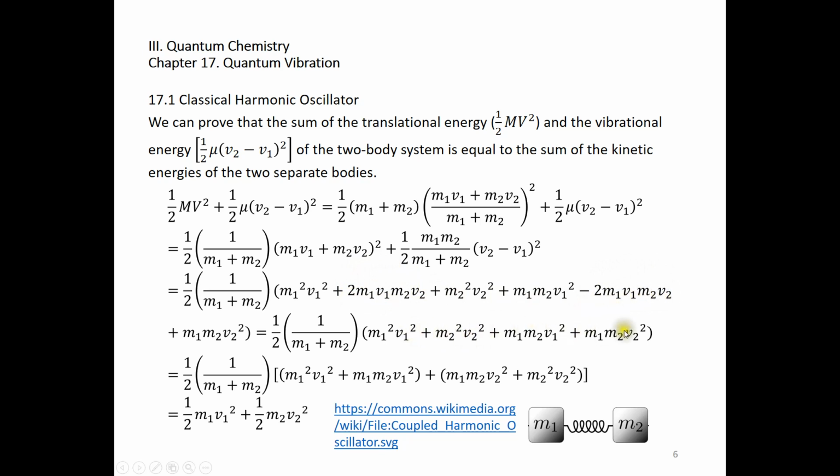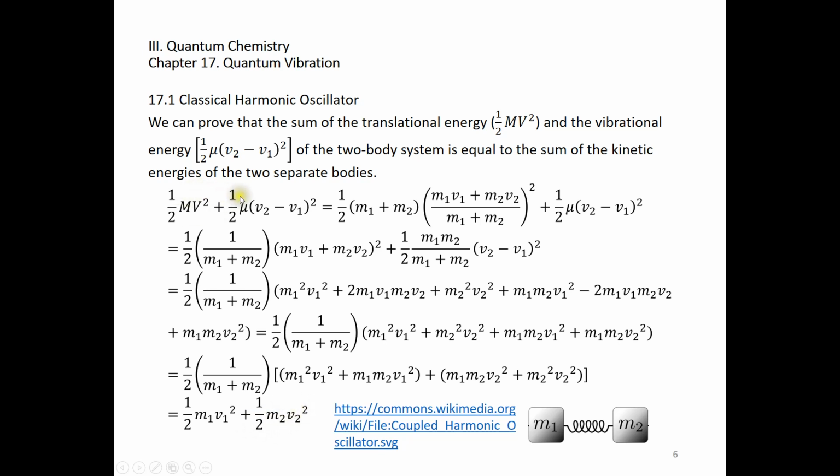So we have only 4 terms left, and we can further separate these 4 terms. We find v1 squared, and we put them here. We find v2 squared, and we put them here. Now this divided by m1 plus m2, we get m1 v1 squared over here. And this divided by m1 plus m2, we get m2 v2 squared.